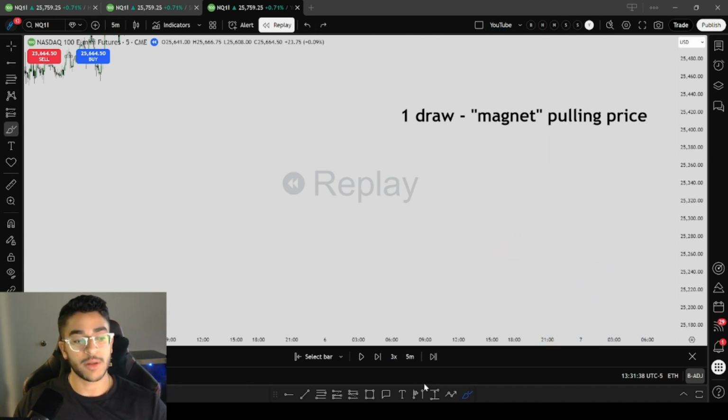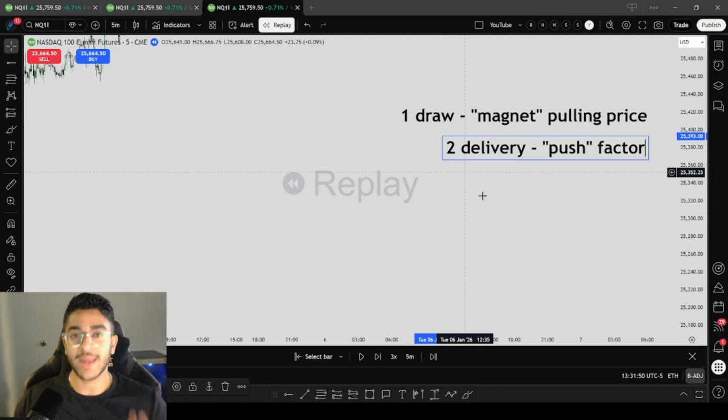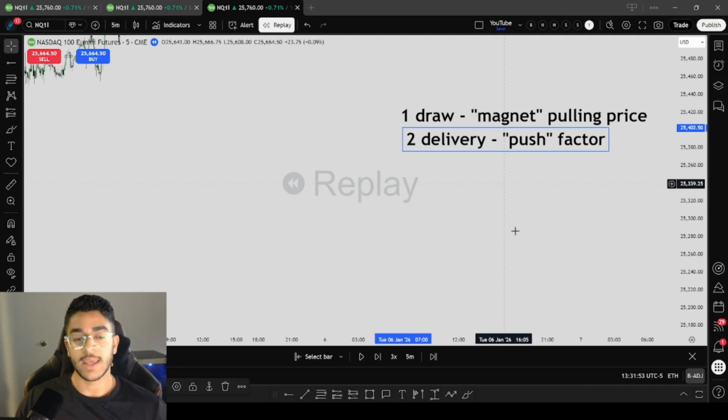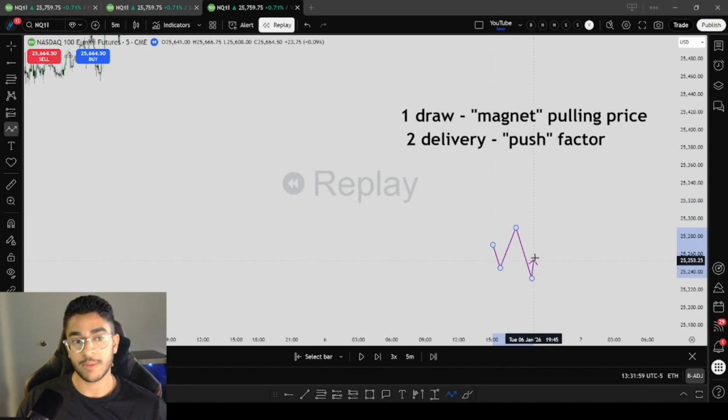Now, factor number 2 is delivery, okay? Delivery is not the opposite of draw, but you can think of it as your push factor, right? This is what is causing a reaction in price, okay? We've already interacted with a certain level and it's causing a reaction, okay? So let's say we have sell side liquidity, right? And we just sweep it and we get a reaction to that. This is our delivery factor.